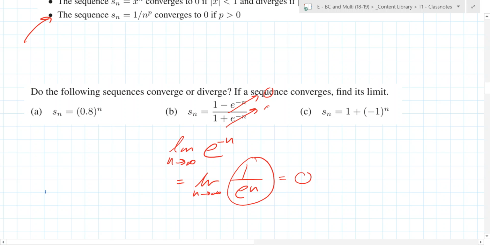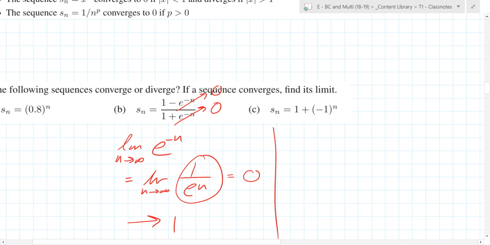This goes to 0, so the whole thing goes to 1. So this one right here converges to 1. What about C? Take a look at C, everybody. What do you think?